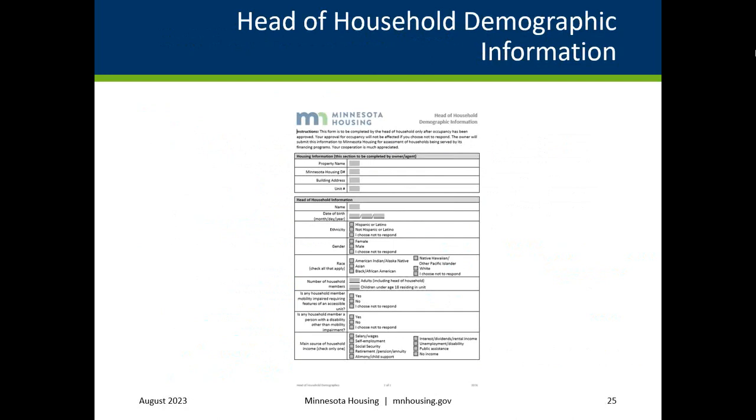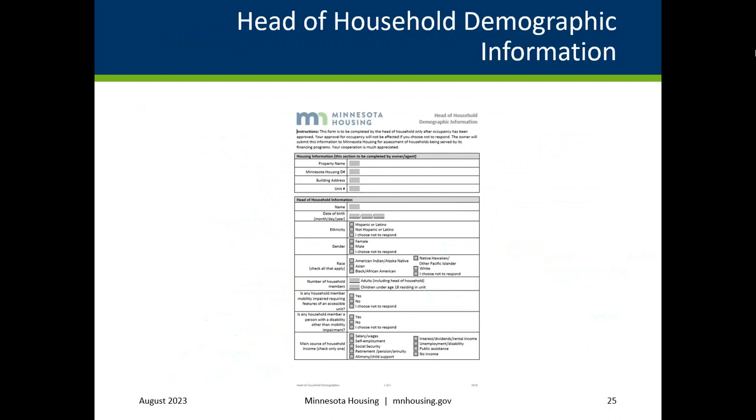Residents approved for program-assisted units must also complete a head of household demographic information form. The form is required, but tenants have the option to select "I choose not to respond" to questions that are not required as a condition of occupancy. The information supplied by residents assists Minnesota Housing in analyzing who its loan programs are serving and allows us to report to our board members, the Minnesota Legislature, and others as evidence supporting the need for more affordable funding. We appreciate your cooperation in encouraging residents to fully complete this form.